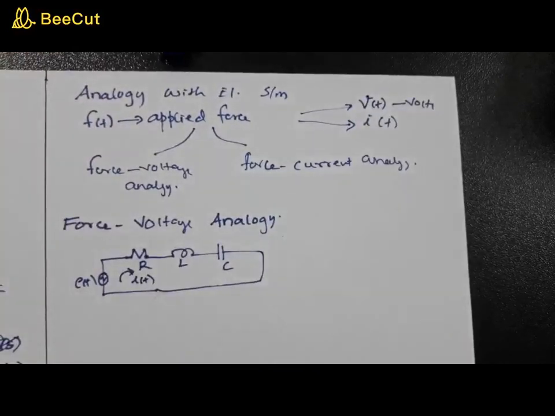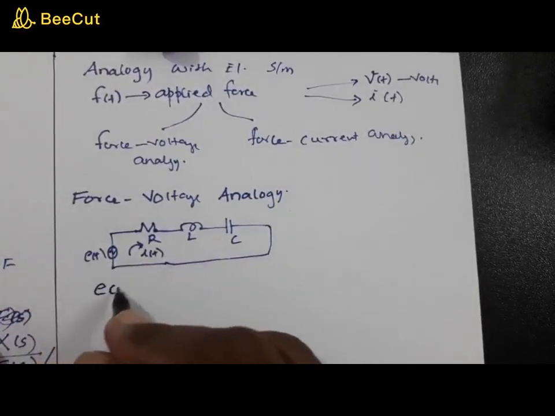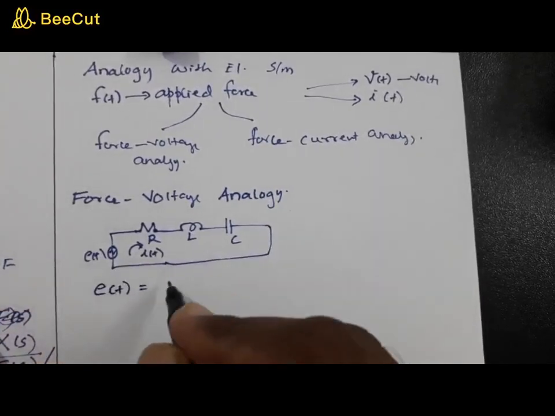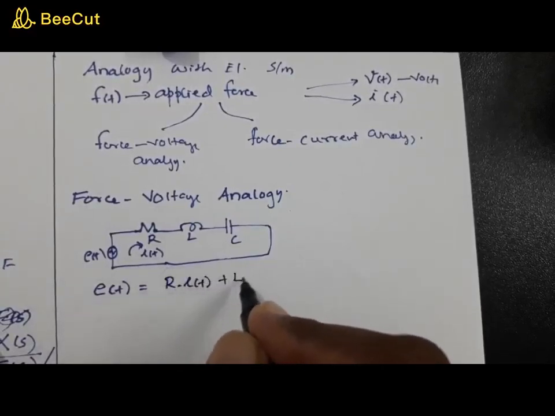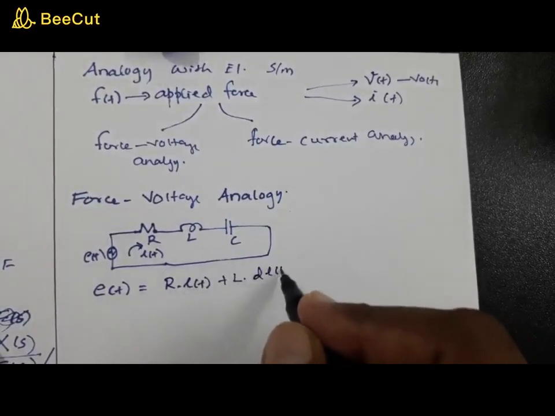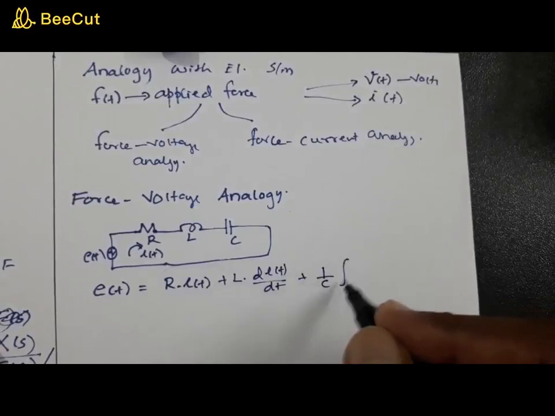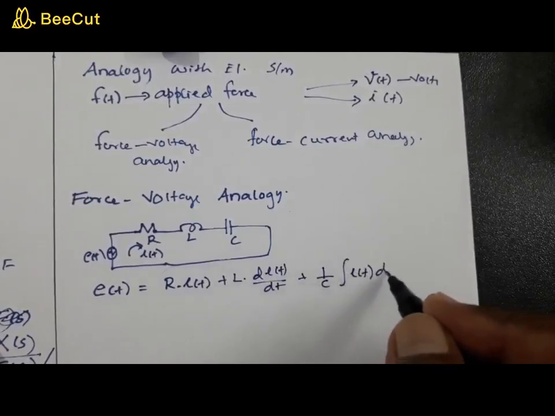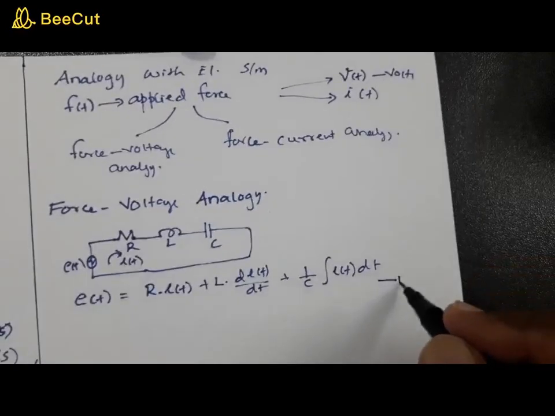Now you can write the voltage equation by applying KVL. So applying KVL, you will get e of t is equal to R into i of t plus L into di of t by dt plus 1 by C integral i of t dt. Okay, so this is the first equation.